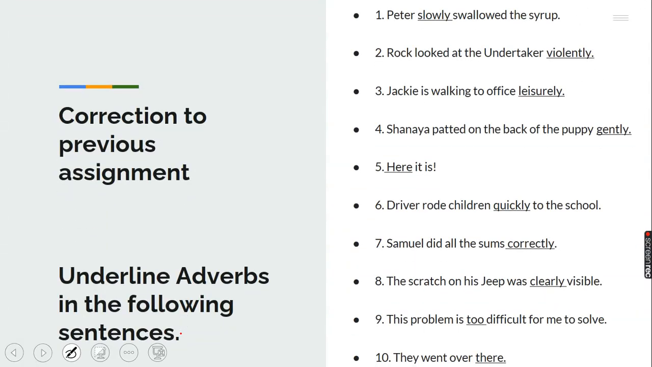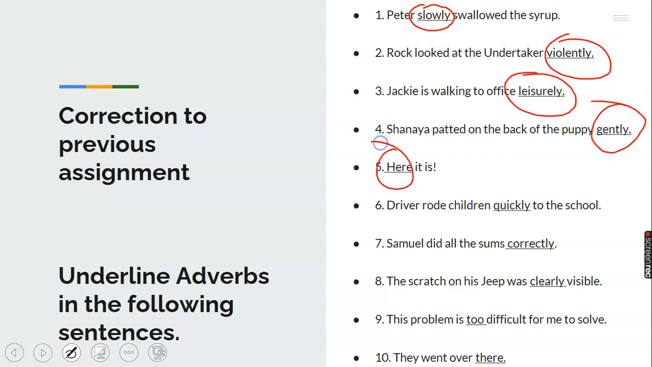Then to the correction to our last assignment. Last class, I gave out this assignment on adverbs. I said you should underline adverbs in the following sentences. I've done this for you. You can see the adverb here. The answer is here. It is here. We have it here. And lastly, we have it here.